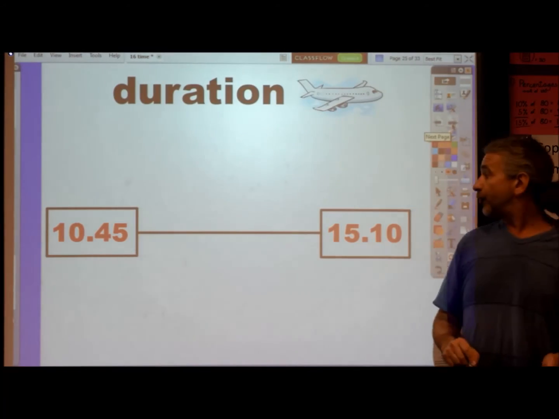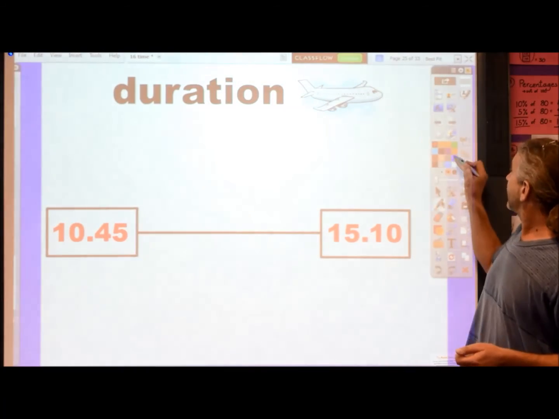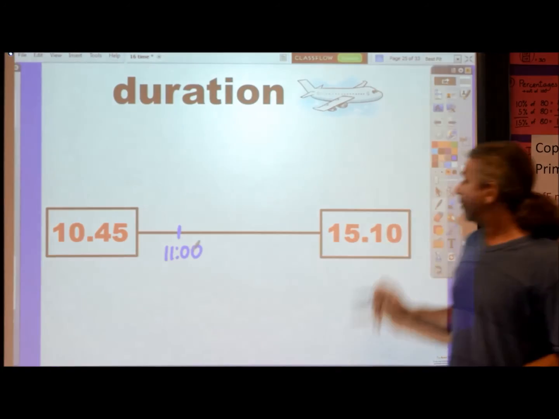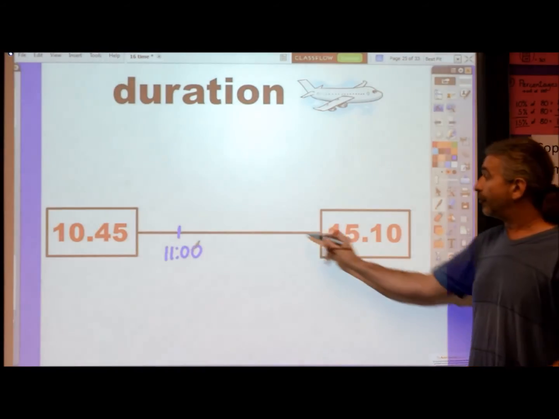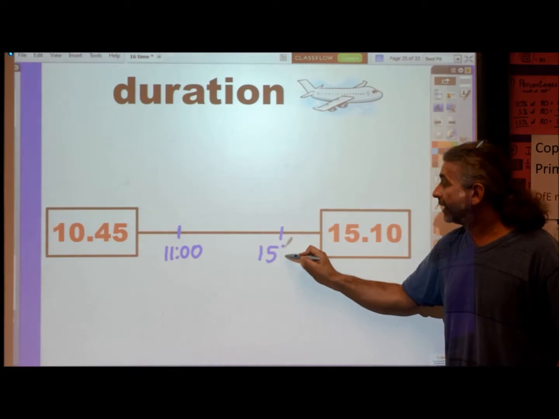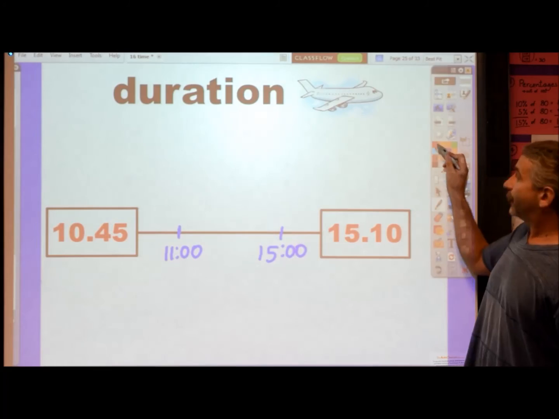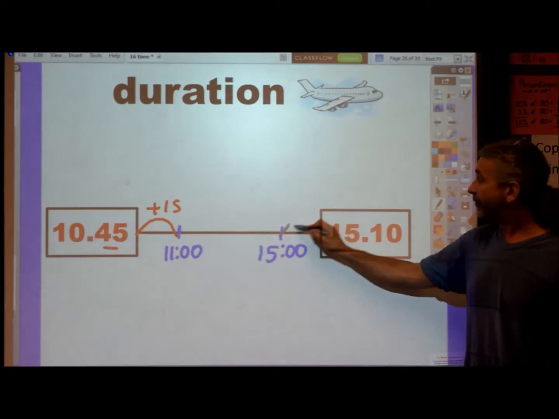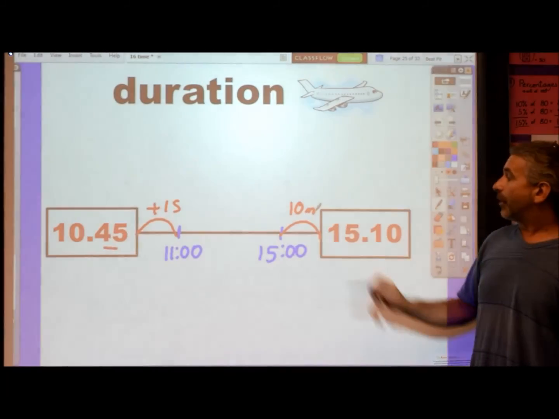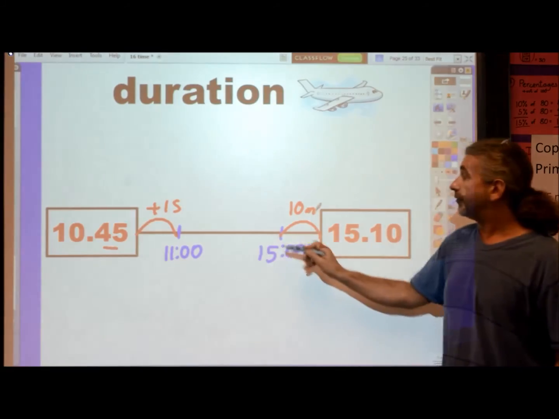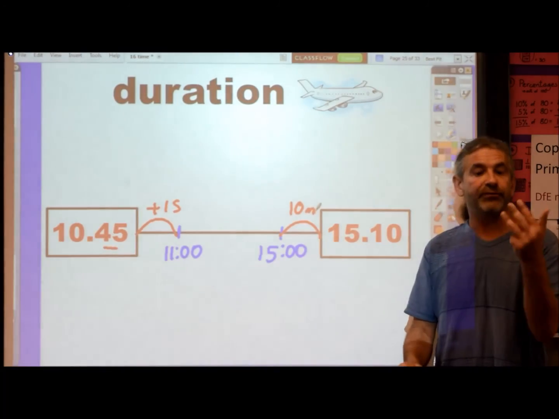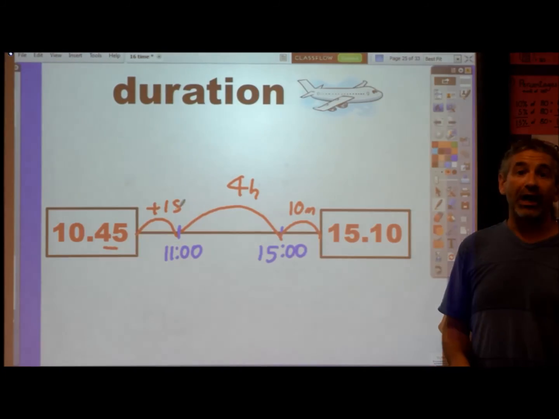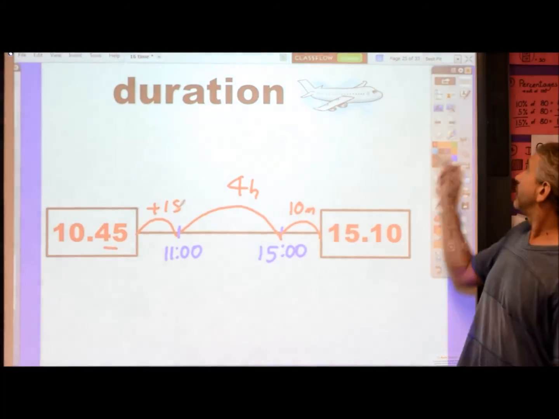Now, the most complicated one yet. From 10:45, after that, the next whole hour is 11. The whole hour before 15:10 is 15. But now, let's see, the pair that goes with 45 is 15 minutes. From 15 to 15:10 is 10 minutes. But from 11 to 15 is 12, 13, 14, 15. It is 4 hours. 4 hours 15, 4 hours 25 minutes.